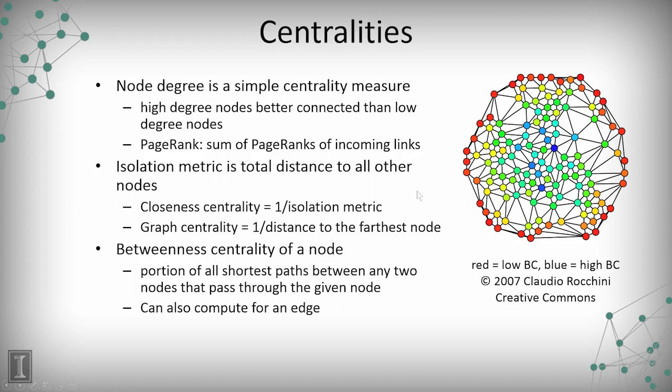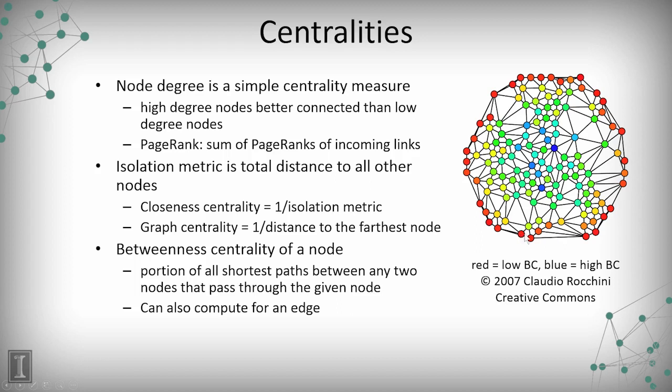And so you can think of closeness centrality as basically the inverse of that isolation metric, so that nodes with high closeness centrality would have a low isolation metric. You can also think of graph centrality, which is like the isolation metric, except I'm not taking the distance to all the nodes and adding them up.